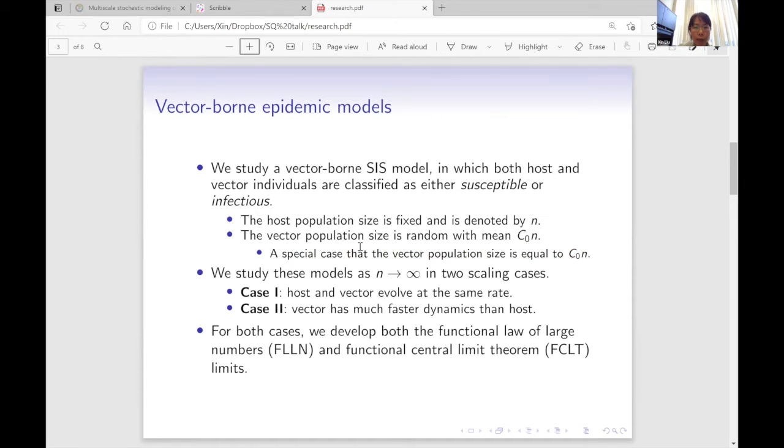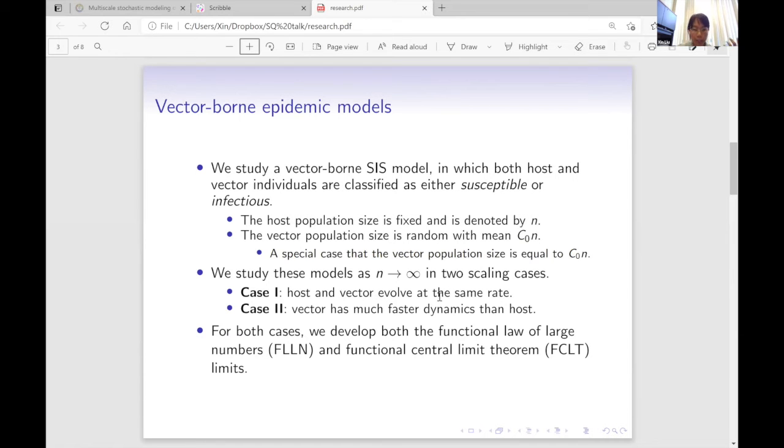For the vector, we actually have two models. The first looks at a random vector population size, but with a fixed mean. As a special case, we also look at a fixed vector population size, which is assumed to be C0n. You can think of this as larger than the host population size.